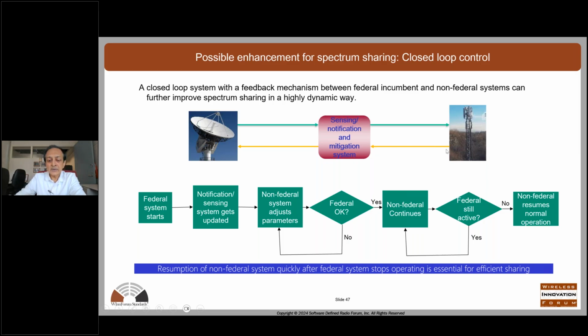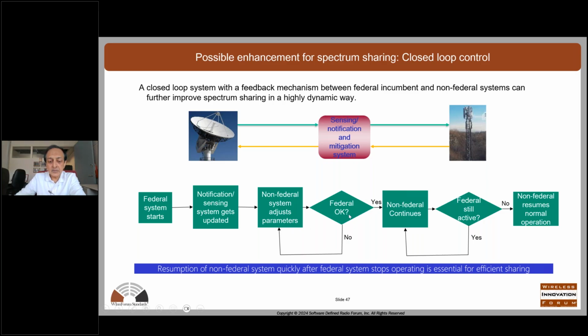If we can have similar kinds of thoughts right in the beginning, there is some sort of a sensor notification system. There's a back and forth between the radar and the commercial system. We can actually have perhaps a much more robust and less conservative system that can allow better sharing of the spectrum. So again, from a conceptual perspective, if we think of, let's say, the federal system initiates or starts operating, the notification and sensing system gets updated, and the non-federal system adjusts its parameters to avoid interference towards the radar.